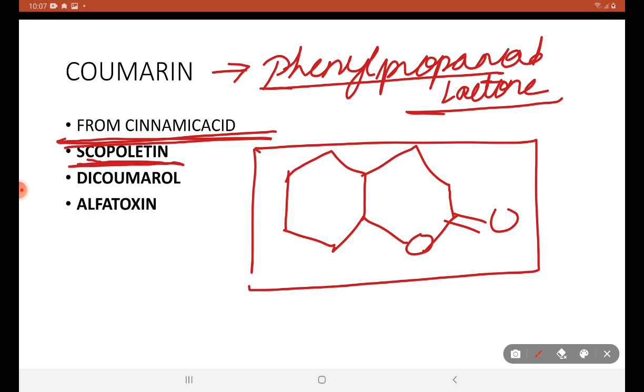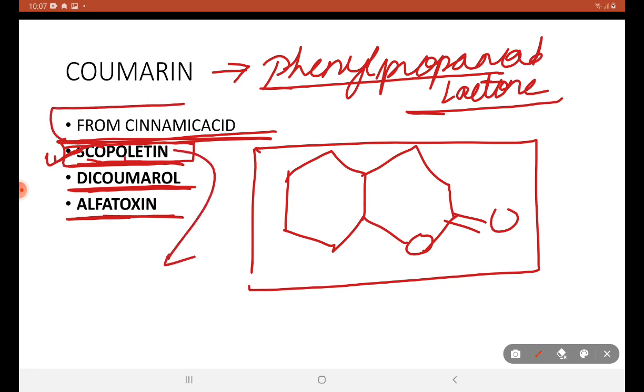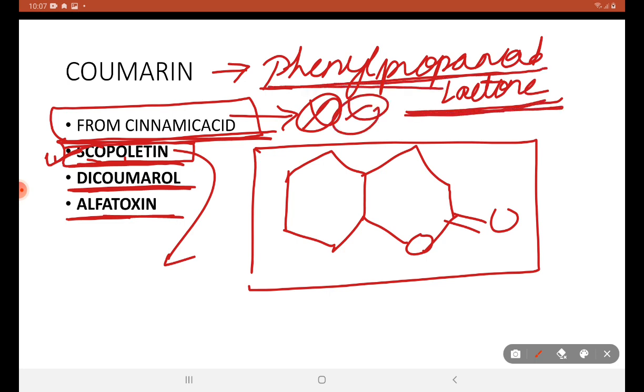Scopoletin. Dicoumarol is an anticoagulant. Aflatoxin is a fungal toxin. What is scopoletin? Scopoletin is probably the most widespread coumarin in plants. It is produced from cinnamic acid. This is very important. Phenyl propanoid lactone.